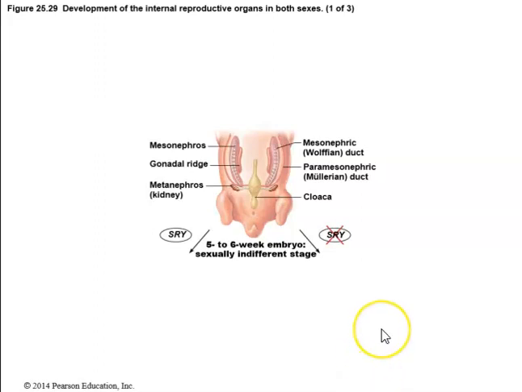So we have the mesonephros and the mesonephric or Wolffian duct. Again, this duct becomes the male structures, and the paramesonephric or Mullerian duct becomes the female structures. So depending on what hormone is present, that will determine whether the embryo will become male or female.